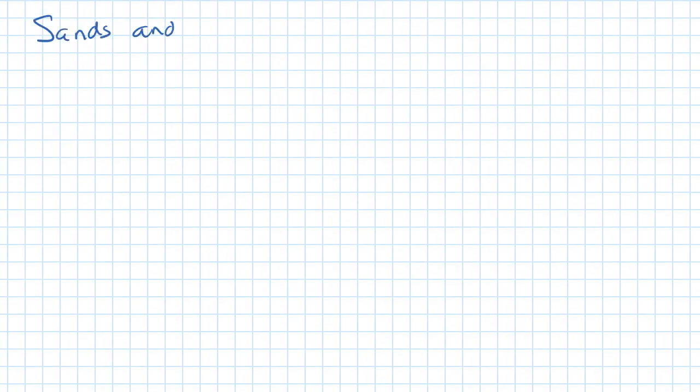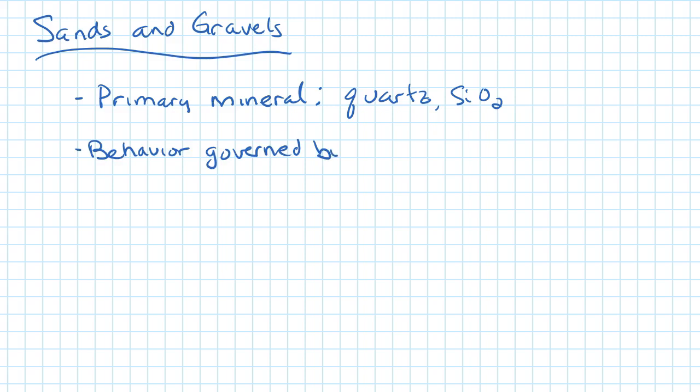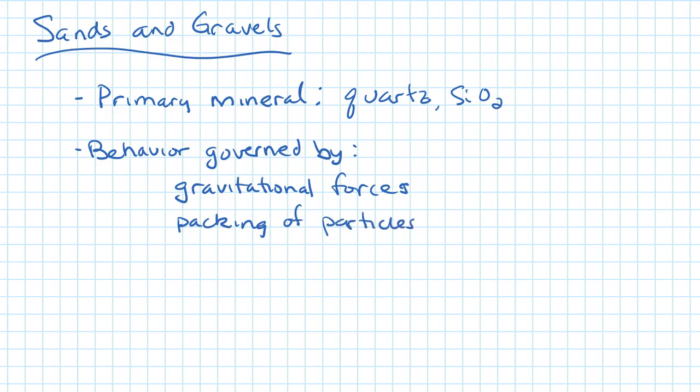Now we're going to focus on sands and gravels. Sands and gravels have similar behavior. Oftentimes they're composed of similar minerals. The primary mineral for sands and gravels is quartz, and the chemical symbol is SiO2 for silicon dioxide. The behavior of sands and gravels is governed by gravitational forces. So the forces that are pushing the particles together are significantly controlling their behavior.